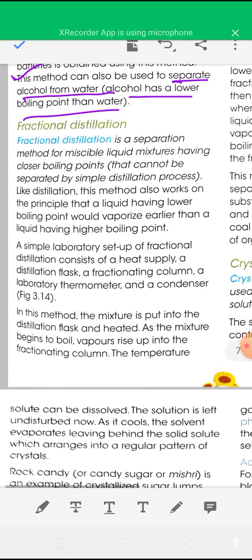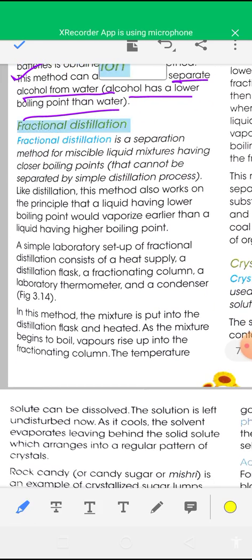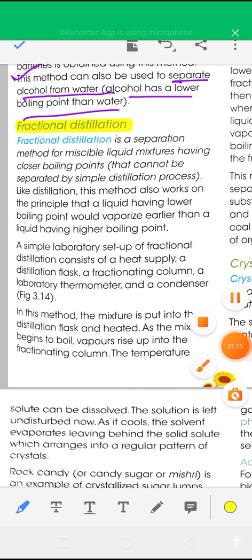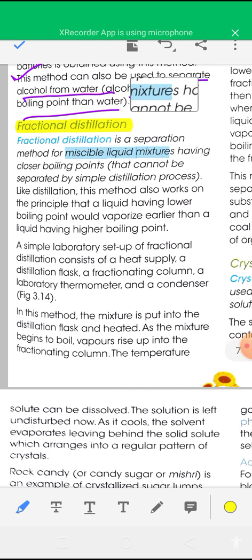Now see, next method is fractional distillation. The previous one was only distillation. It is fractional distillation. What is fractional distillation? Fractional distillation is a separation method of miscible liquid mixtures having closer boiling points that cannot be separated by the simple distillation method.